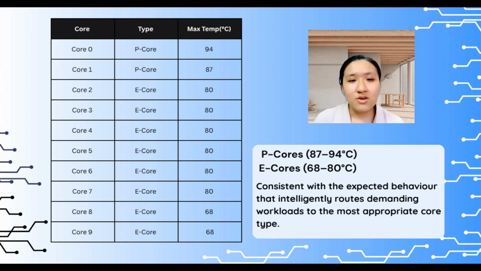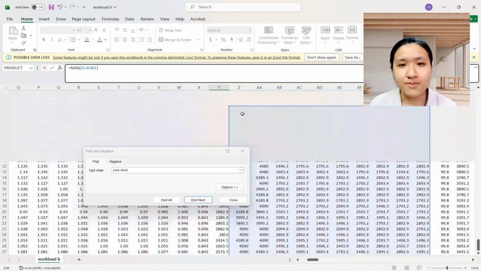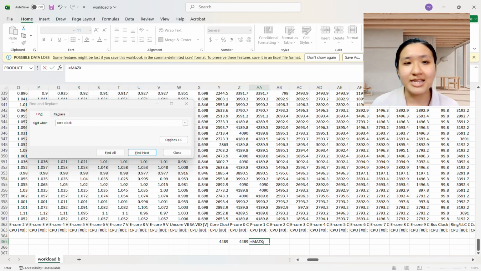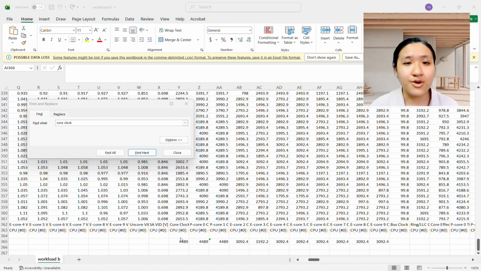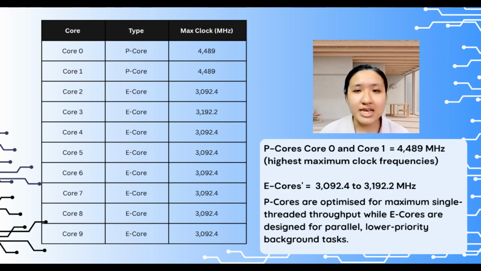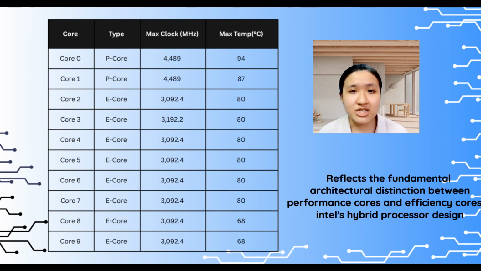Looking at all the core clock frequencies, both P-Core 0 and P-Core 1 recorded an identical maximum core speed of 4,489 MHz, significantly exceeding the E-core maximum of approximately 3,092 to 3,192 MHz. This confirms the P-cores are the primary execution units for demanding single-thread tasks. The fact that both P-cores reach the same maximum clock frequency, but different maximum temperatures of 94 degrees versus 87, provides strong evidence of dynamic thread migration.